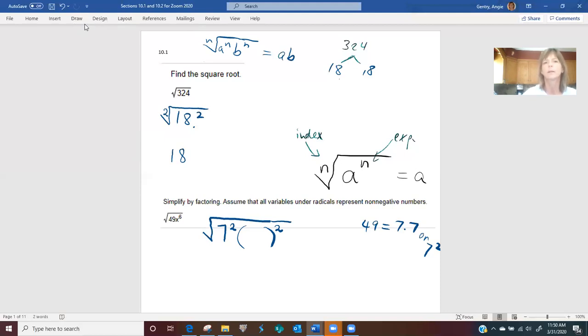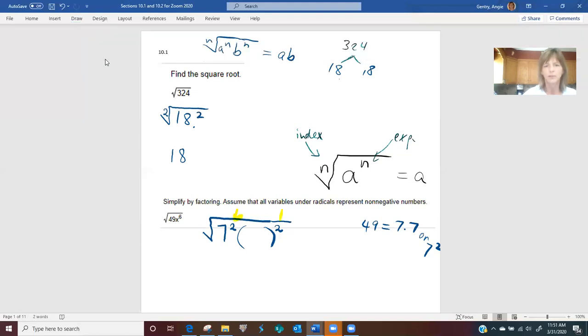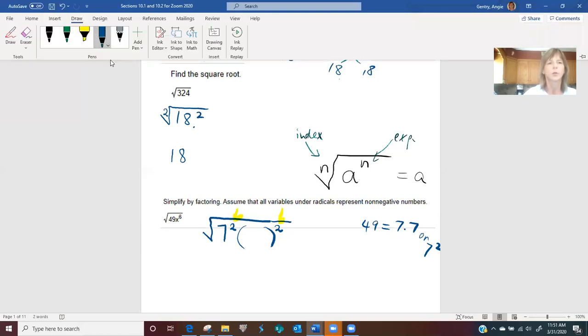So the a would come out and then the b would come out. Well, that's what you're trying to create. You want this piece and that piece to match the index. That's what you want. So you're going to create that.